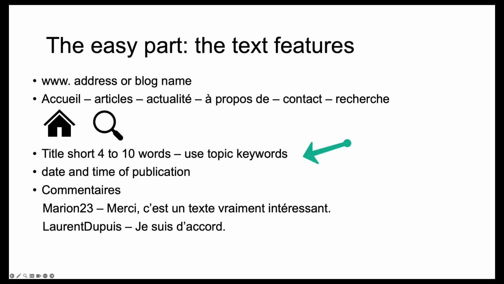A short, keyword-rich title. Keep it brief and relevant. Think about words that capture the topic of your blog. Date and time of publication. This is a typical feature of online posts and helps make your blog look more realistic. And a comment section. Add a space for comments at the bottom of your blog.